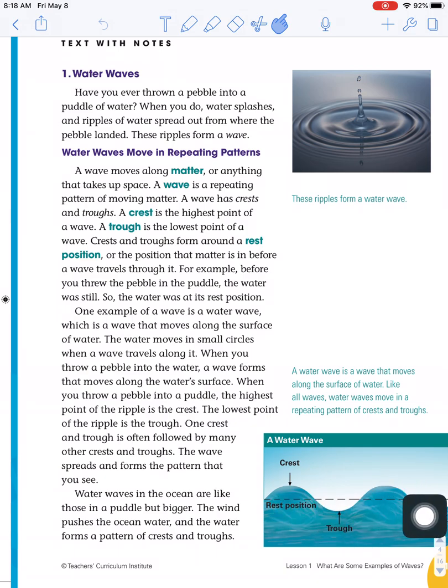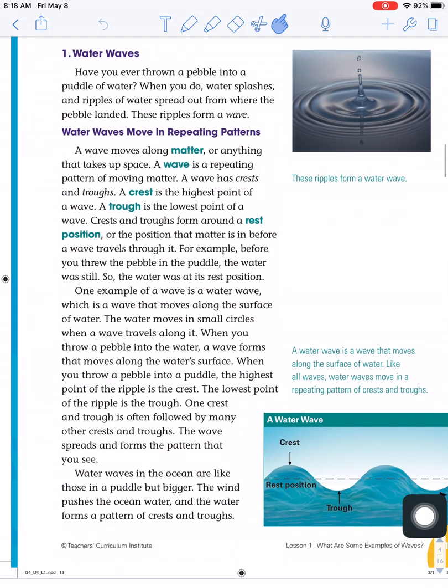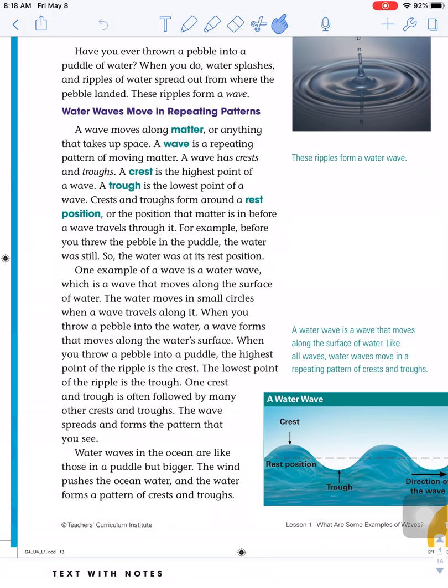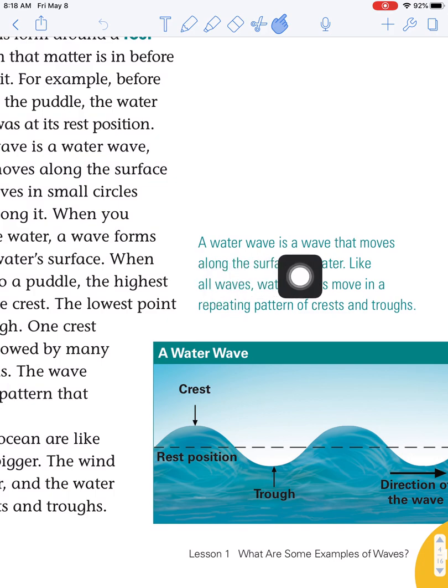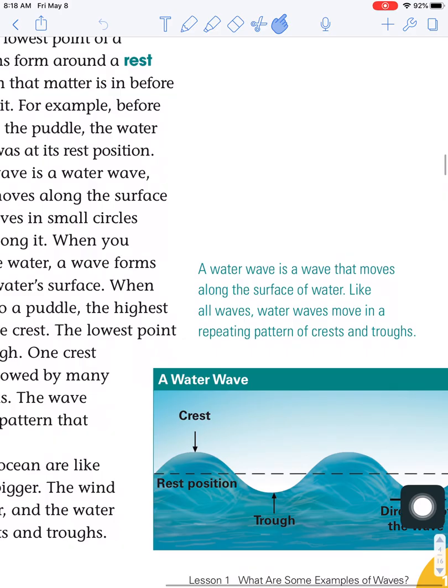So you can see over here, there is a diagram. We'll zoom in on it. It says, a water wave is a wave that moves along the surface of water. Like all waves, water waves move in a repeating pattern of crests and troughs. So you can see the water wave. Here's the rest position before it started waving and it was calm. It was at this line. And then when the wave started happening, then the crest and trough and crest and trough. And the direction of the wave is going this way.